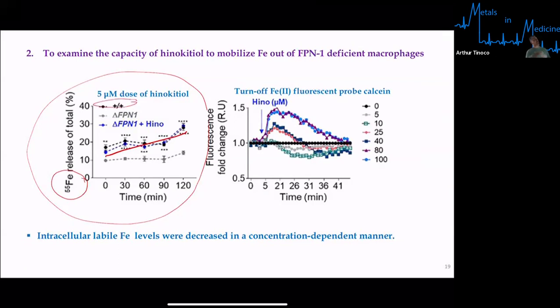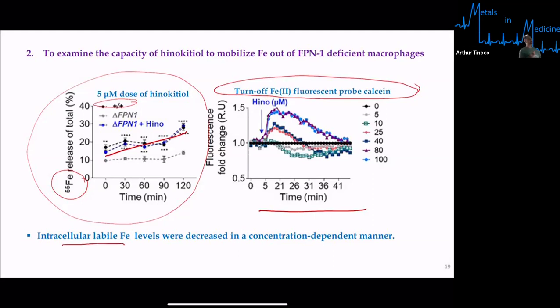But then on the right, we're focusing on the use of the calcein, which is that turn-off probe, right? So we're essentially looking at what happens to its fluorescence over time as we're dosing different amounts of the actual ligand. And so what you're seeing basically is a decrease in the fluorescence, and that decrease is a measure of you having a loss of the amount of iron that's accessible. So what we're seeing is that the intracellular labile iron levels are decreasing in a concentration-dependent manner.